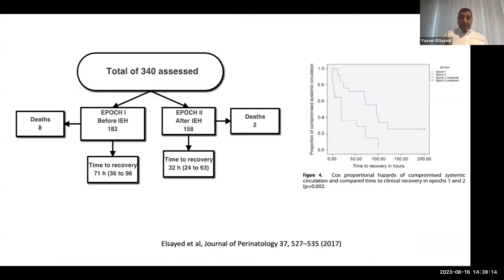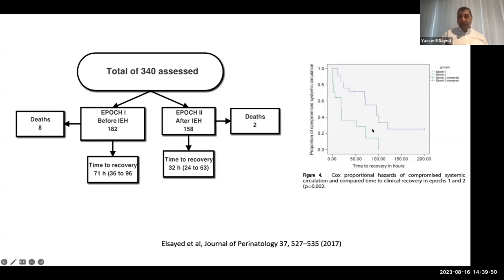And in this slide, you can see what happened. In epoch 1, before we implemented, we studied 340 cases with shock. I'm talking only about shock or systemic hypoperfusion. So in the first epoch, the time to clinical recovery was around 72 hours, with 8 deaths. In epoch 2, we have almost half the time to clinical recovery with fewer deaths. The total number is not powered enough to study mortality in our patients, but you have at least a trend of fewer deaths.